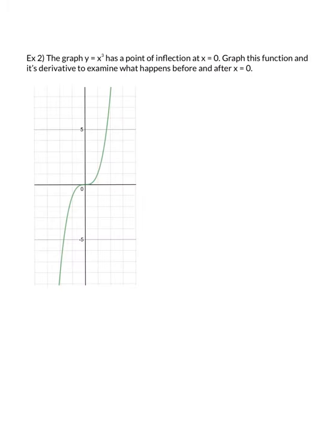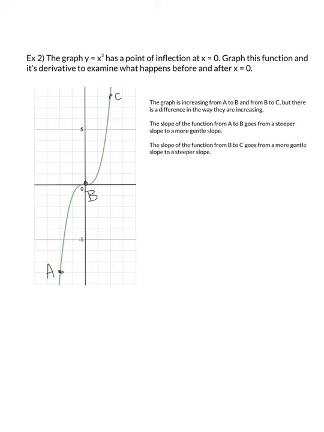So example 2 says the graph of y equals x cubed has a point of inflection at x equals 0. We've already talked about this. Graph this function and its derivative to examine what happens before and after x equals 0. So we're going to call this first key point, -2, 8, A. I'm going to call this second key point B, and I'm going to call this one C.